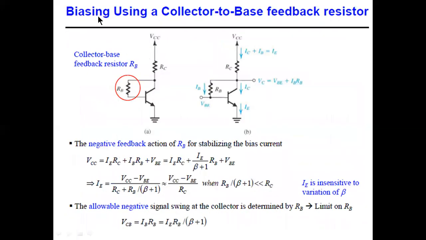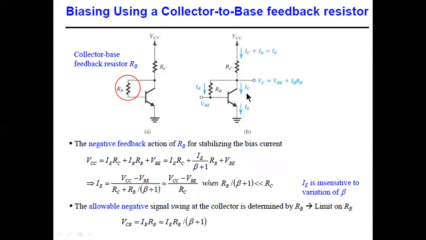The second method for biasing is the collector to base bias feedback resistor. We provide here a collector to base feedback resistor, and if that is the biasing method, then that also is going to give you the stability. So the analysis of that is shown over here.